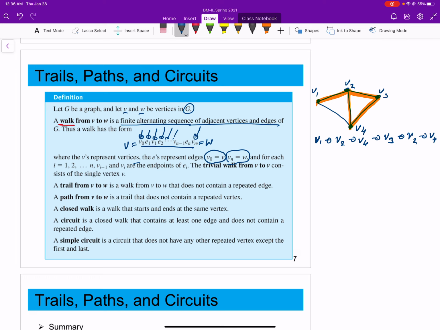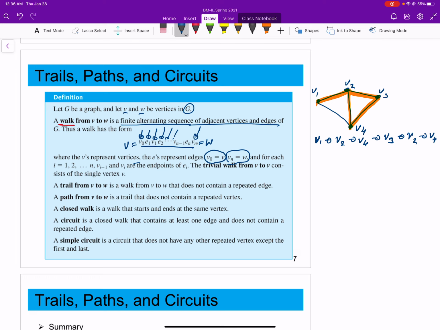Okay. Then we are learning about trivial walk. You know the word trivial, that is used in mathematics a lot of times. Trivial means the simplest case that exists. Now just consider trivial walk. That's the simplest walk that could exist.